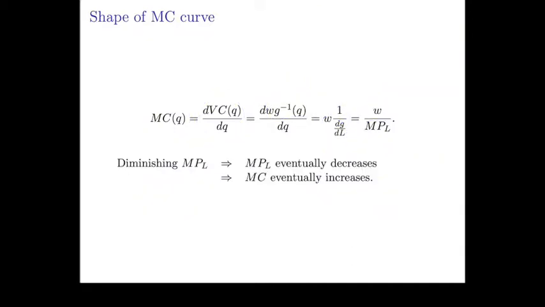Now, if we have a diminishing marginal product of labor, what that says is that as you keep increasing labor, the marginal product is eventually going to decrease. That corresponds to the marginal cost eventually increasing because the marginal product is the denominator. Wage, of course, is going to be a constant. So as marginal product decreases, marginal cost is going to increase, which makes perfect sense. If every additional unit of labor is less productive, then your marginal cost is getting higher. You need more labor to produce an additional unit of output.